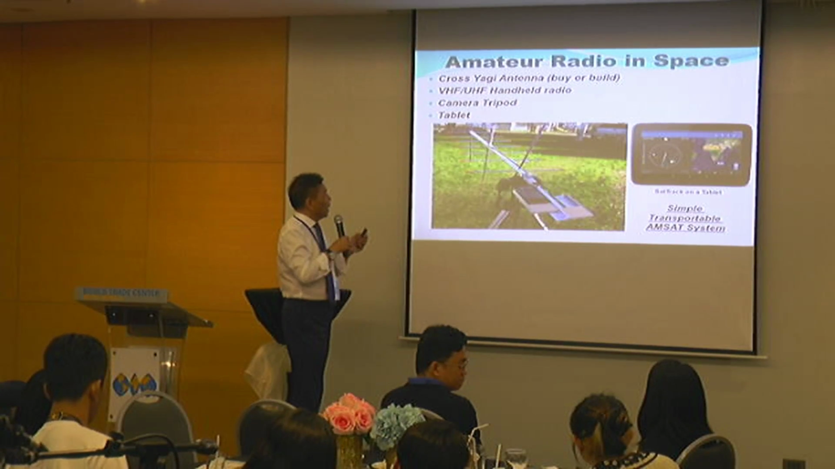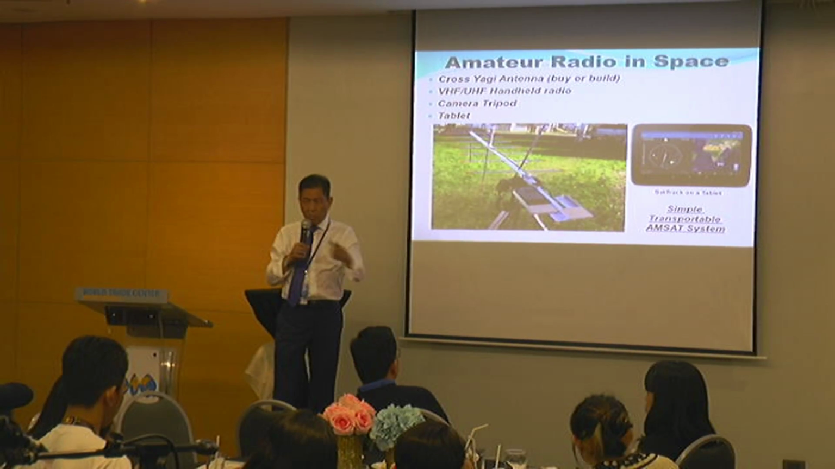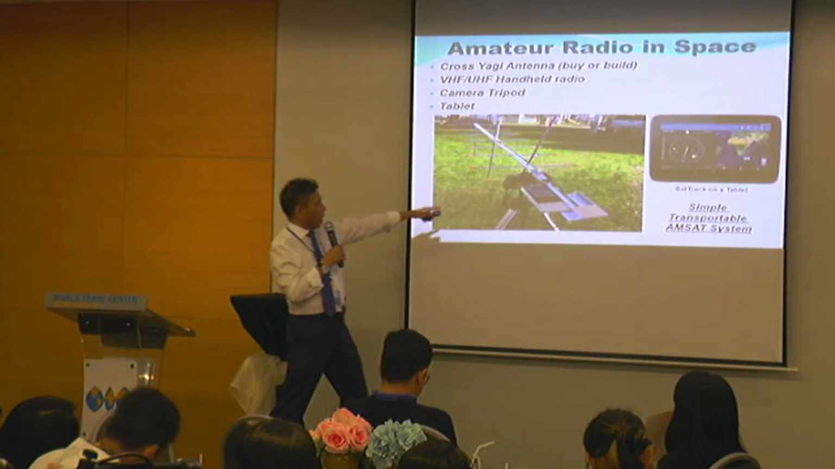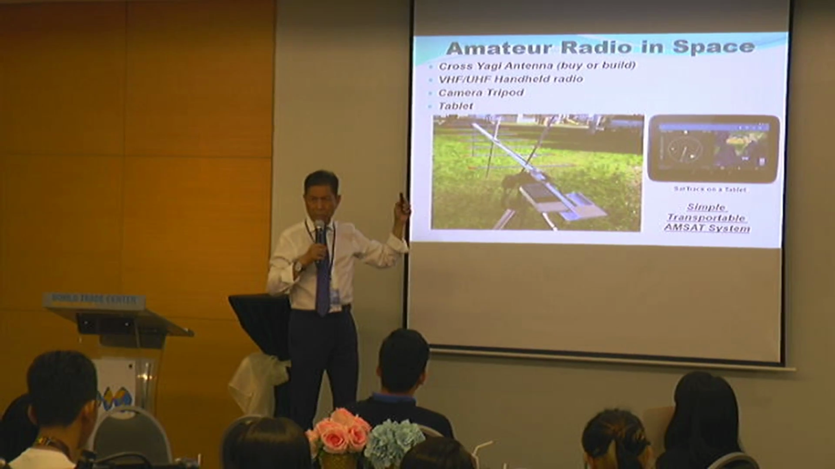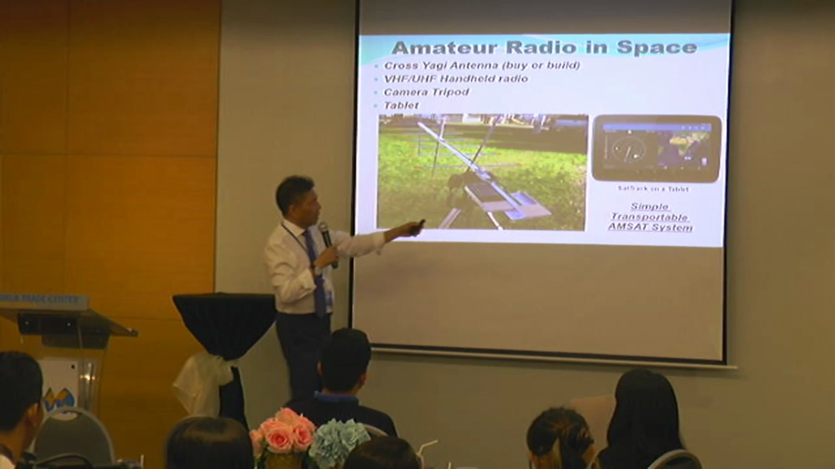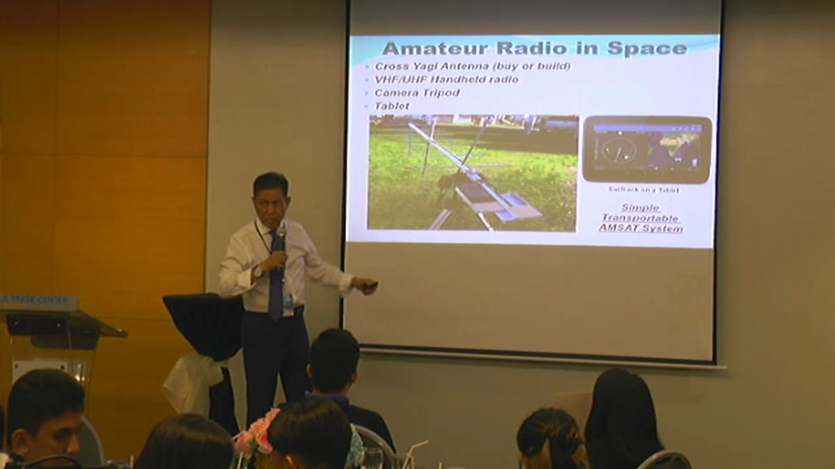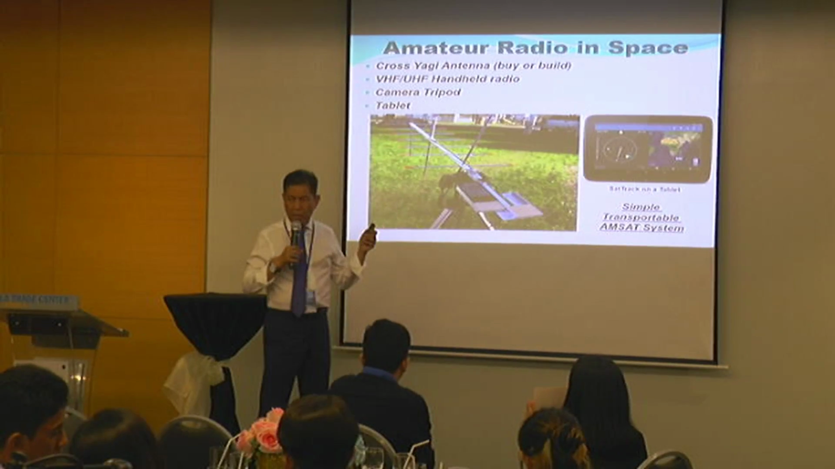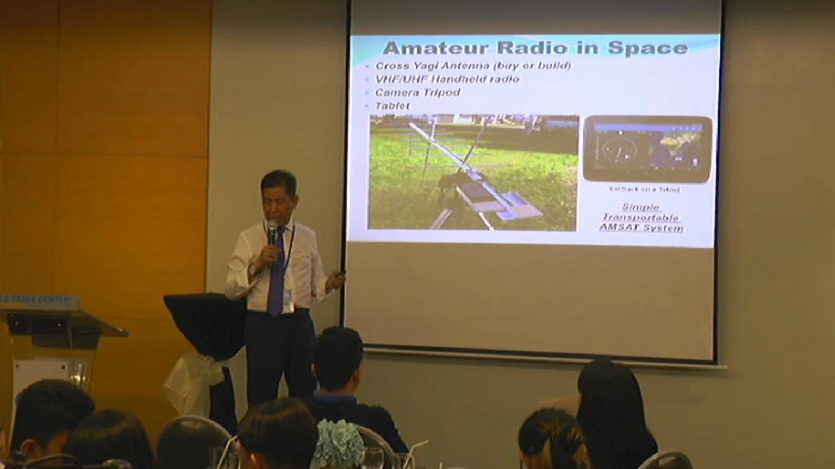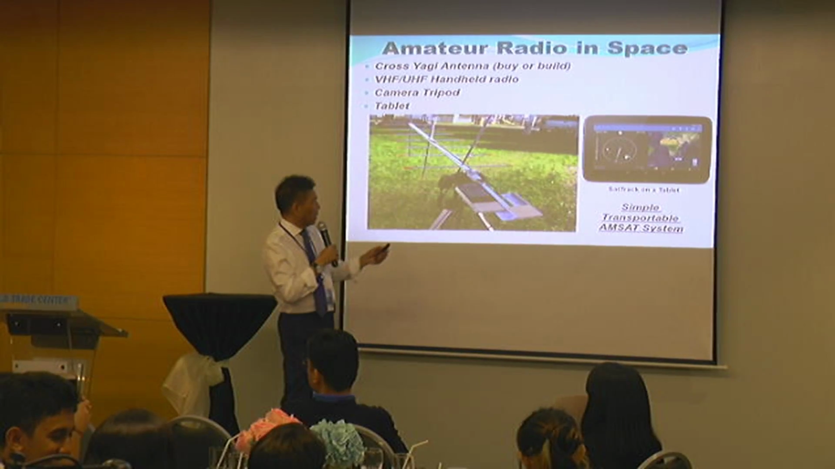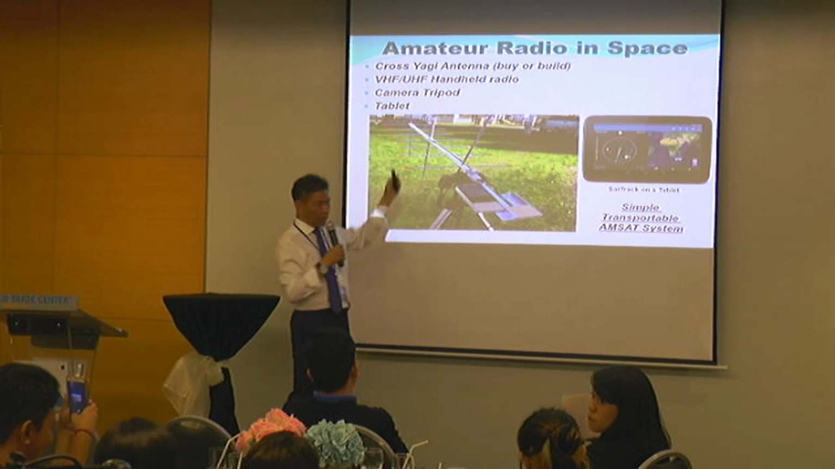Anyways, how could you do this? Kayo, you could build your own cross-yagi antenna with a handheld. You could buy one for 1,000 pesos. And then get a tablet. That is an Arduino-based tablet. There are freeware satellite tracking software in the internet. That's all you need. And then I said you could either build the antenna, which we did.